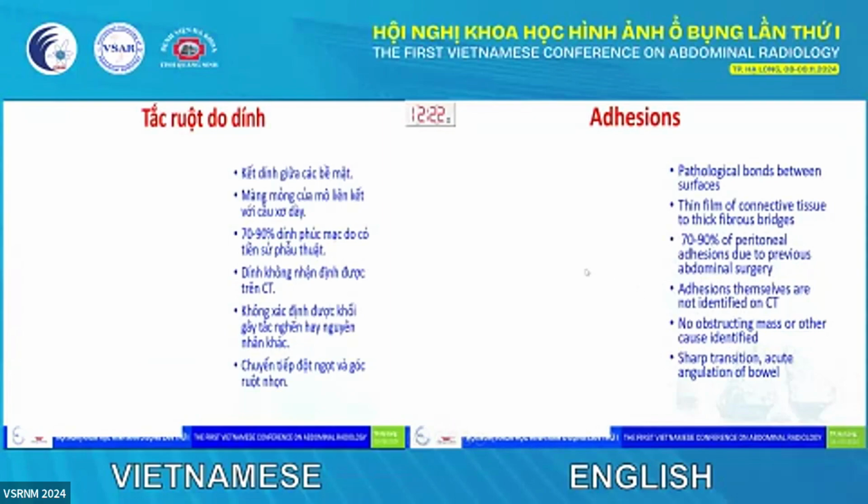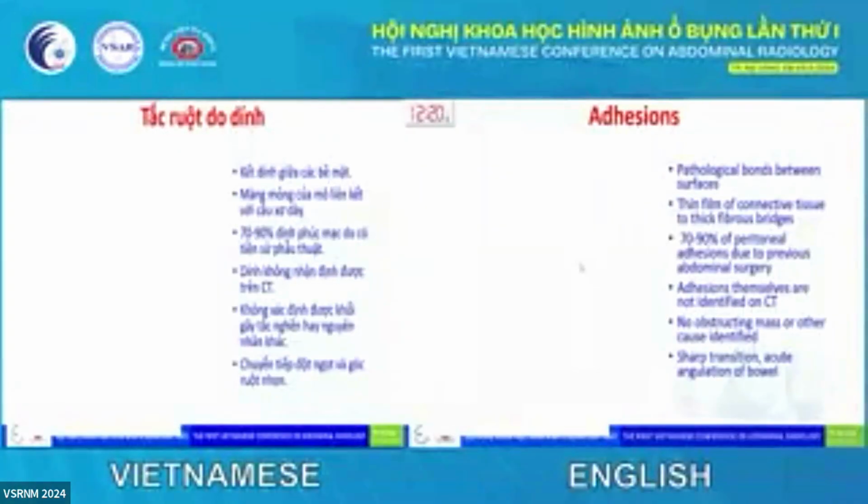Adhesions are due to pathological bonds between surfaces. It can be either a thin film of connective tissue or thick fibrous bridges. And 70 to 90% of peritoneal adhesions are due to previous abdominal surgery. So this is an important history to find out whenever you're reading a scan and the request is for suspected small bowel intestinal obstruction.